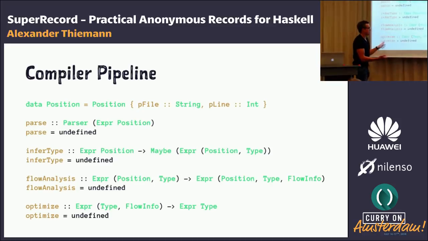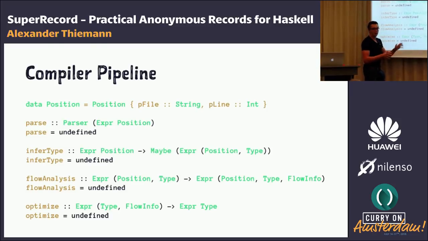Or you have an optimizer that doesn't really care about the position anymore because it doesn't need to report anything on that, but it needs the type and the flow information, and then just gives you back an expression of type. So here again, you see this problem that you always need a set of, here you need the position, here you need type and flow info, here you output more, and you can't simply compose these, although theoretically it should be possible.